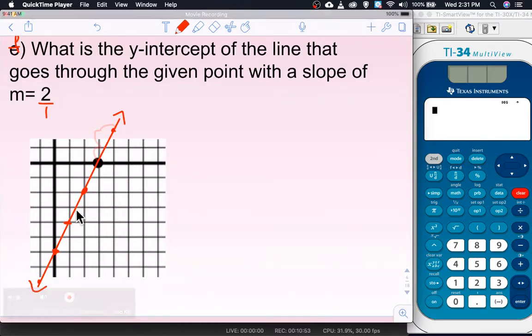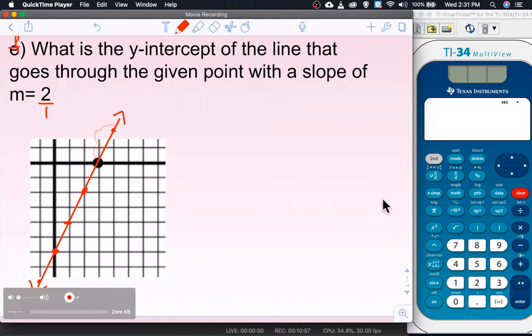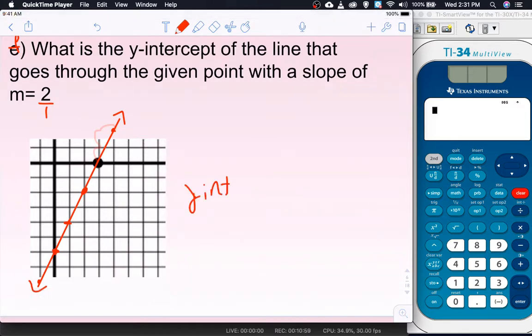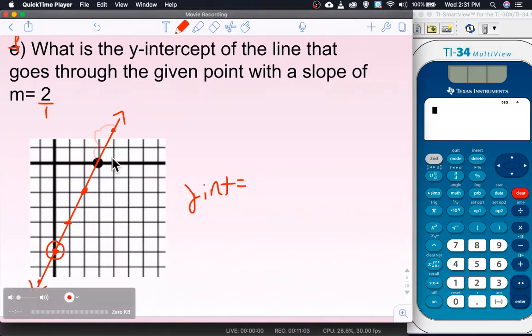And our job was to find the y-intercept of this line. So the y-intercept of this line would be the point where the line crosses the y-axis. That's the value 0, negative 1, negative 2, negative 3, negative 4, negative 5, negative 6 is my y-intercept.